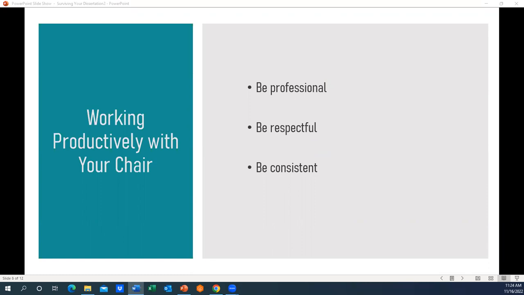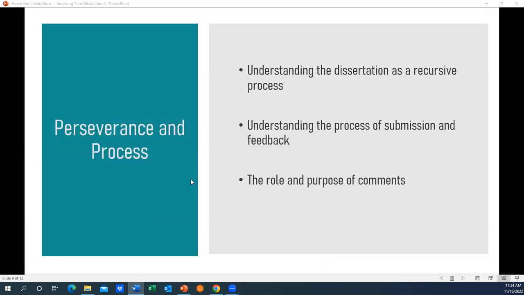Okay. Let's see, perseverance and process. Understand that the dissertation is a recursive process. And what does recursive mean? Recursive means that things can loop around and come back, right? So your chair may look at chapter 1 and say, okay, this looks pretty good. I want you to move on to chapter 2.